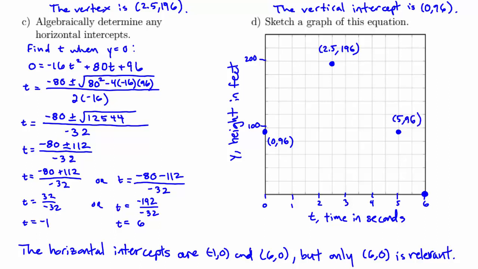The last thing that I need to do here is to connect these with a smooth curve, making sure that it's rounded and pointing downward from that vertex. So I'll start at the vertex and make sure that it's opening downward. I'll go through those, and then I'll go to 0, 96. And I'm not going to put arrows because I'm not using negative time or height here.